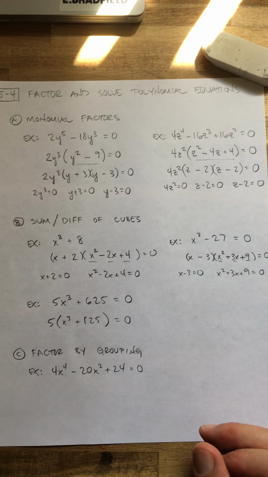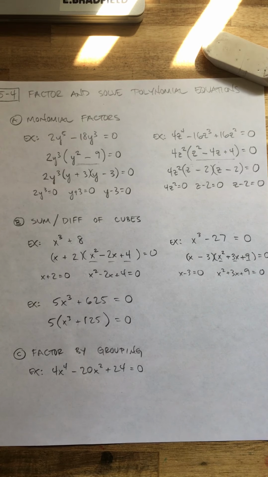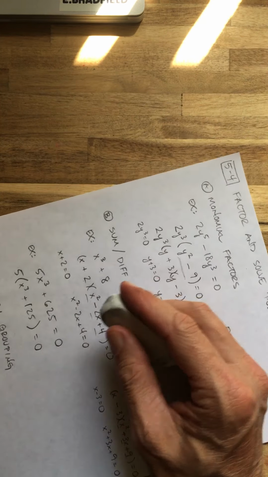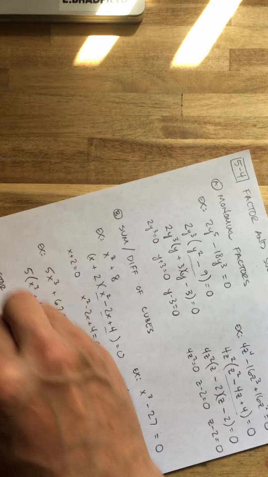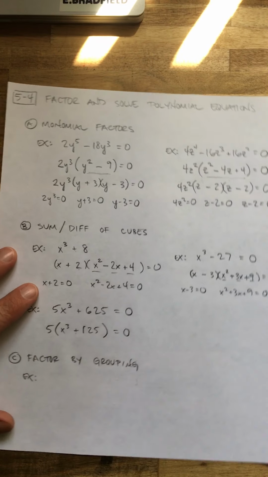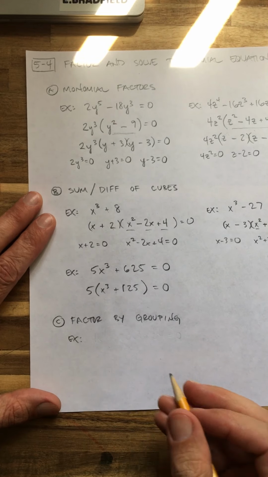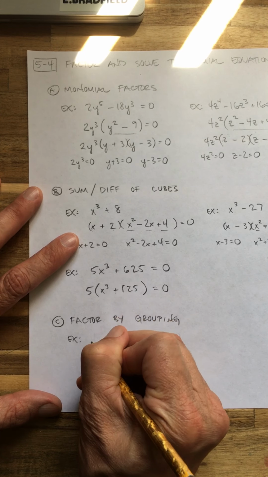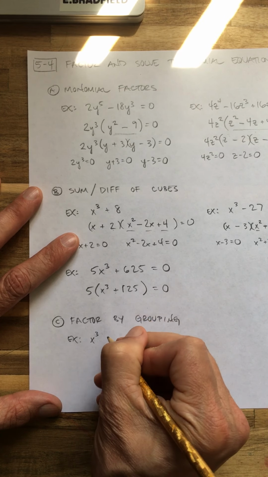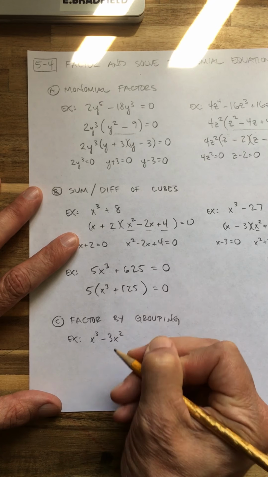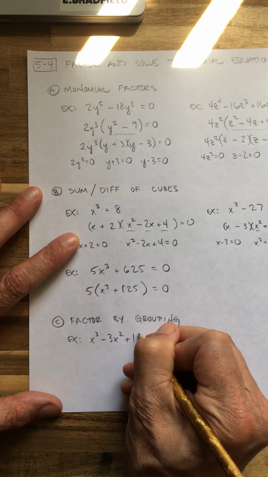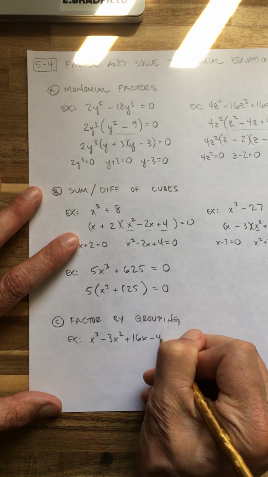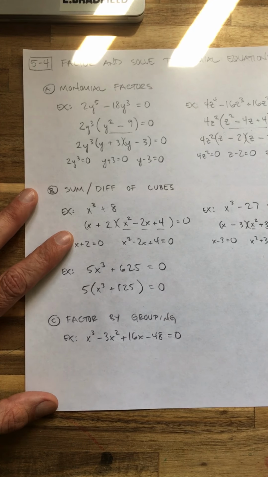This is not what I want. That is really weird. Oh, I'm copying the wrong thing. I'm sorry, guys. Let me just erase that really quick. That's not good if I'm trying to save time. I copied down the wrong problem. Shoot. Okay, let's try this again. x cubed minus 3x squared plus 16x minus 48 equals 0.